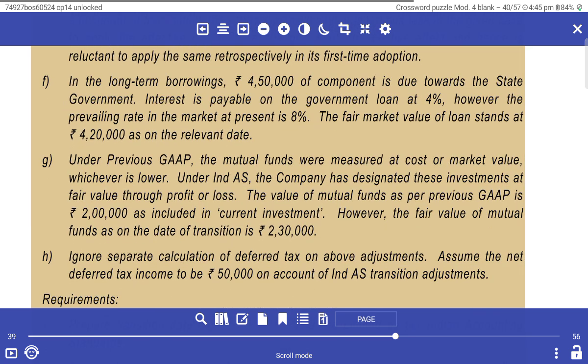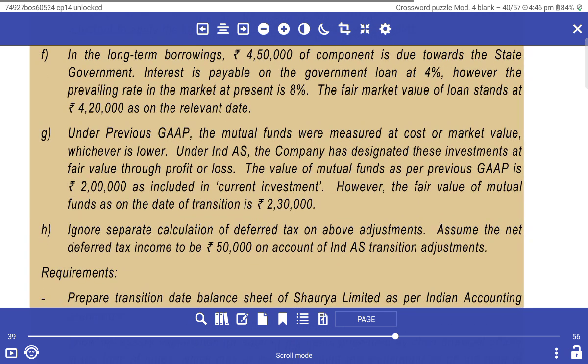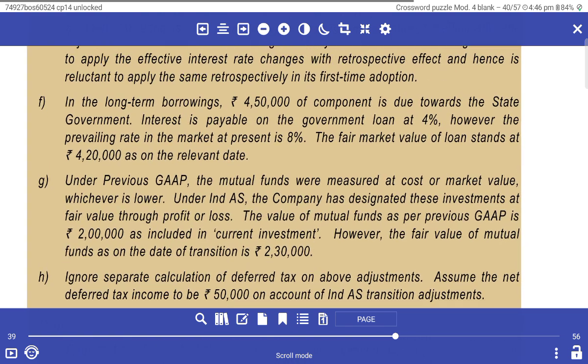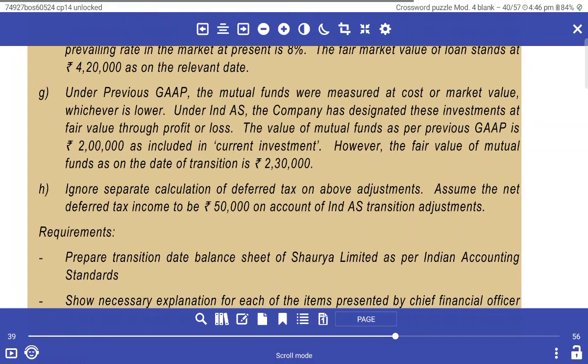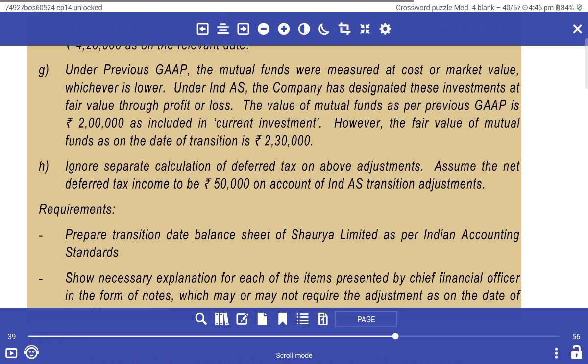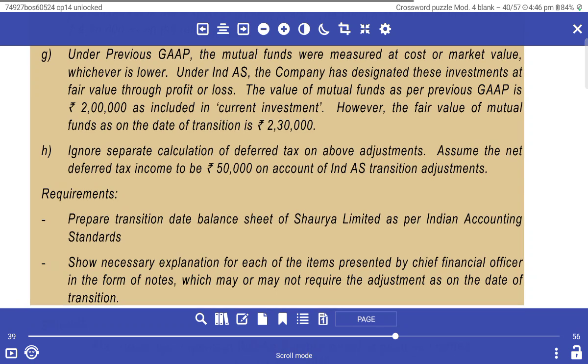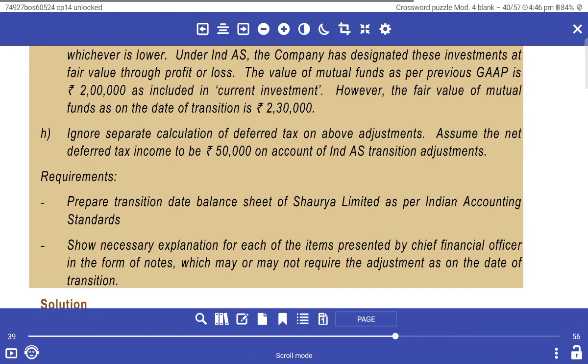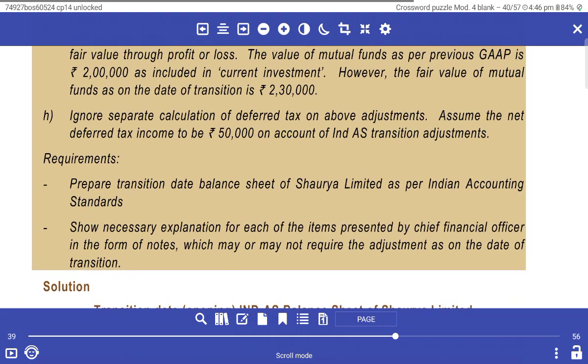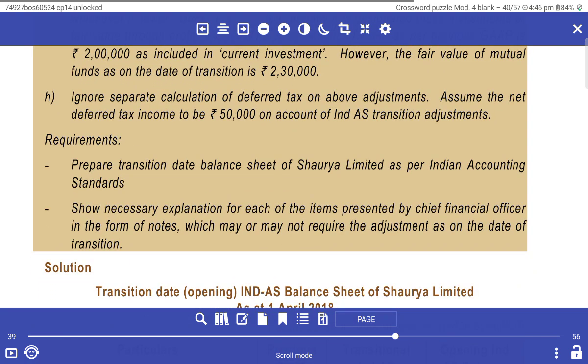The long-term borrowing is a component of the dues towards the state government, on which interest is payable to the government at 4%. However, the prevailing market rate is 8%. After the provision of the previous GAAP, the mutual funds are measured at cost or market price, whichever is lower, and the company has assigned the investment at fair value through profit and loss. The value of mutual funds in previous GAAP is 2 lakhs, including current investment. However, the fair value of mutual funds on the date of transition is 2 lakhs.